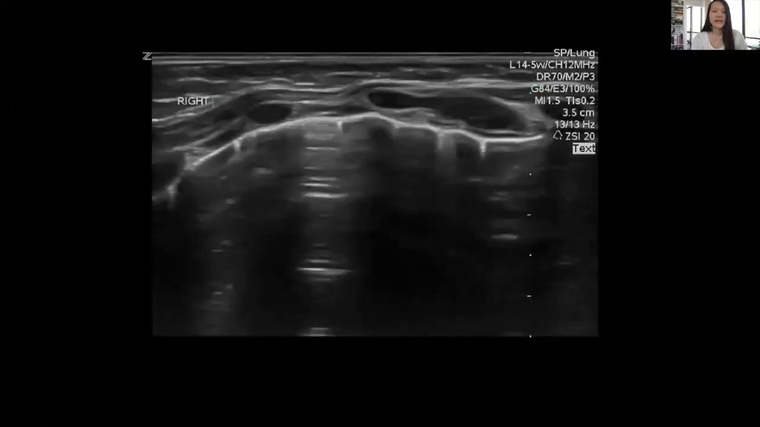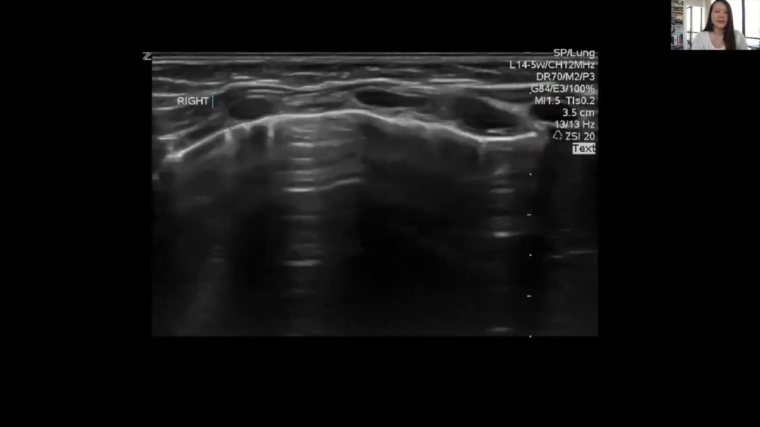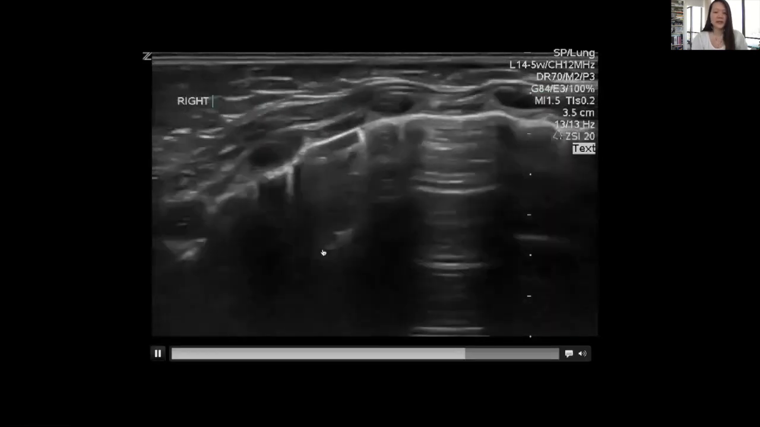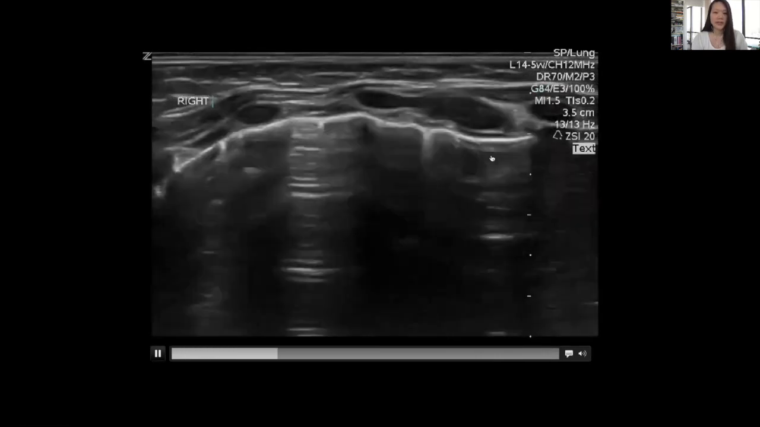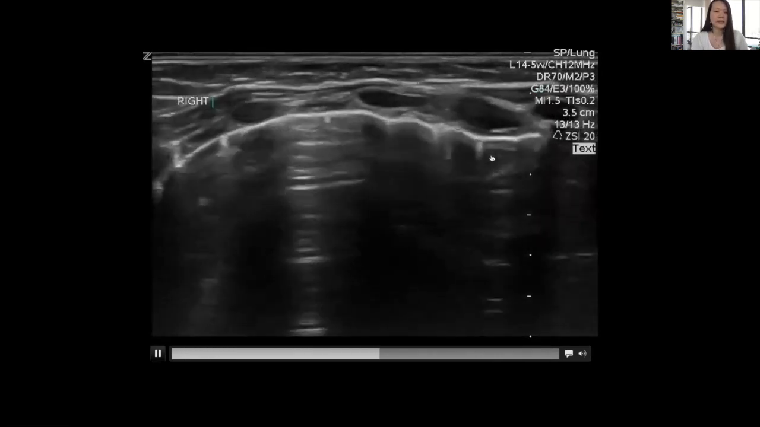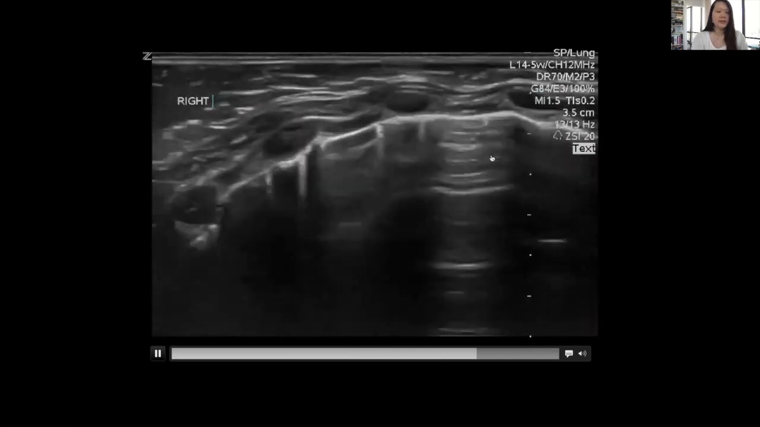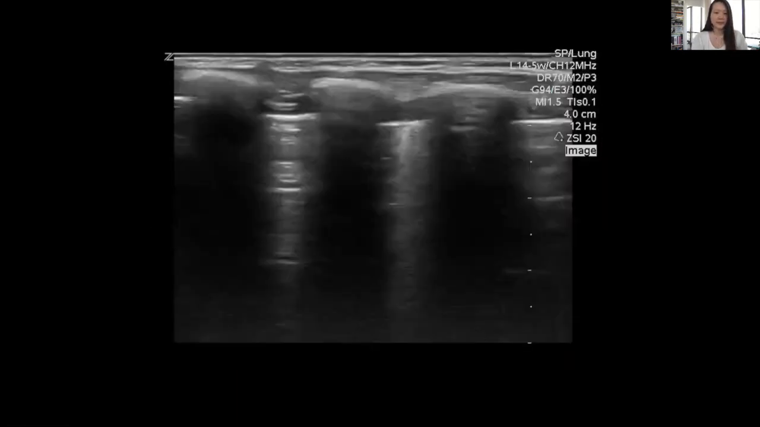Now let's go over some examples of the range of possible findings. In this scenario, you have A-line artifacts going all the way down with no identifiable consolidation. You do see some comet tails here and there, but they're not true B lines since they don't beam all the way down. This would be considered a normal POCUS.